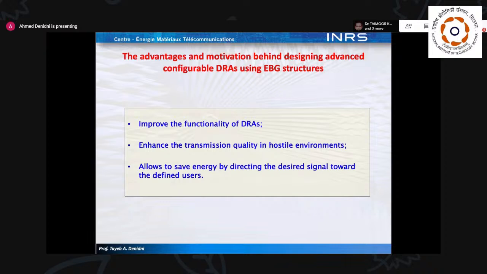Yeah, this is the functionality. We improve the functionality of the dielectric, we enhance the transmission quality, and we save energy by directing the desired signal to the user. This is the same for an array or for a single element. Now I go to the EBG structure.